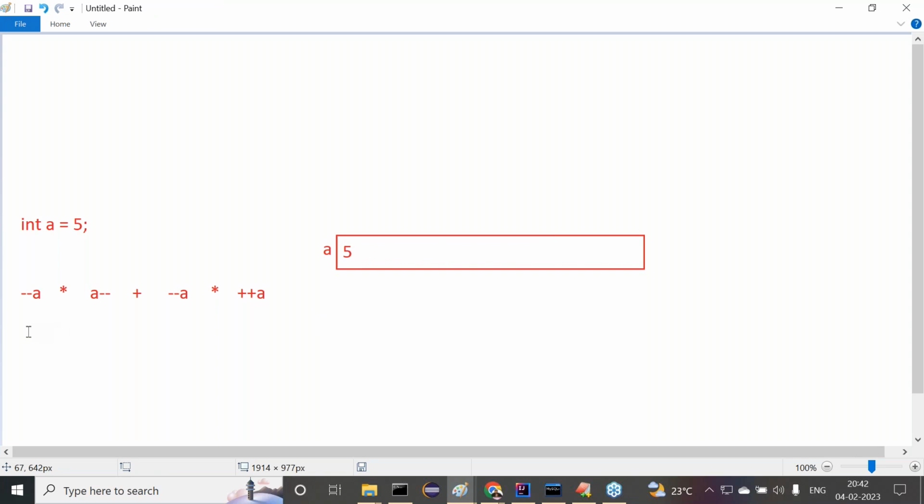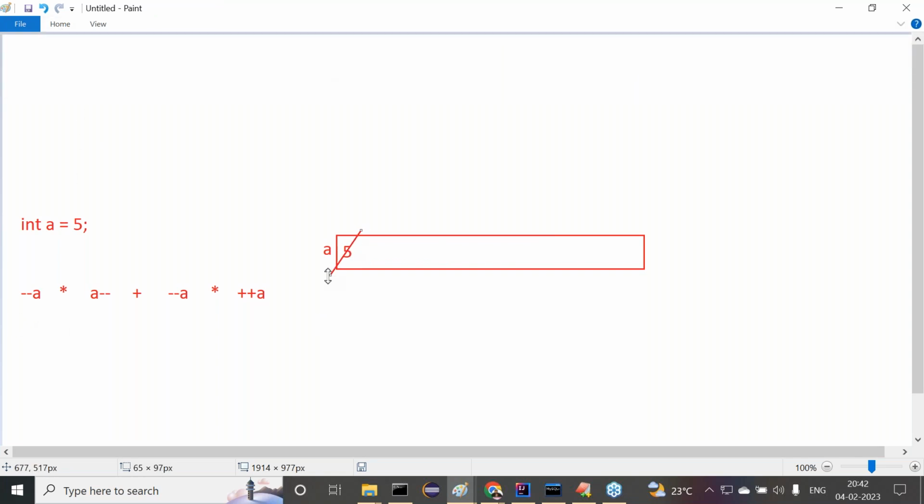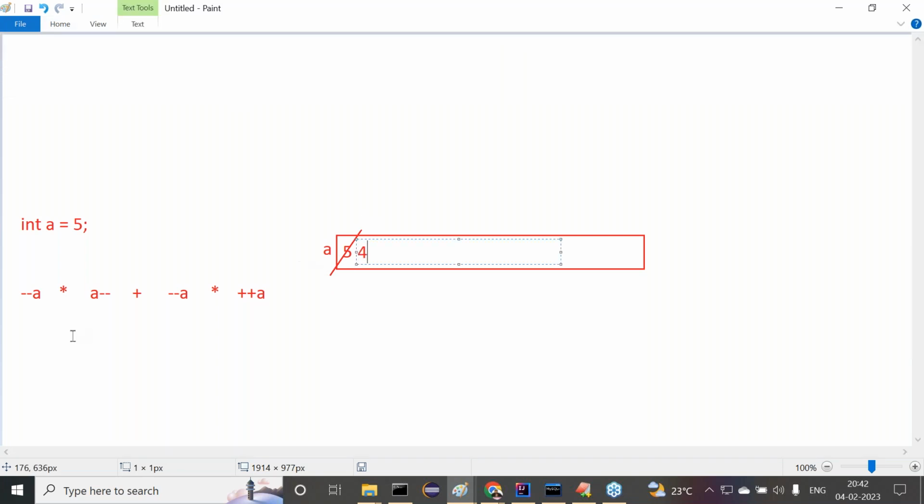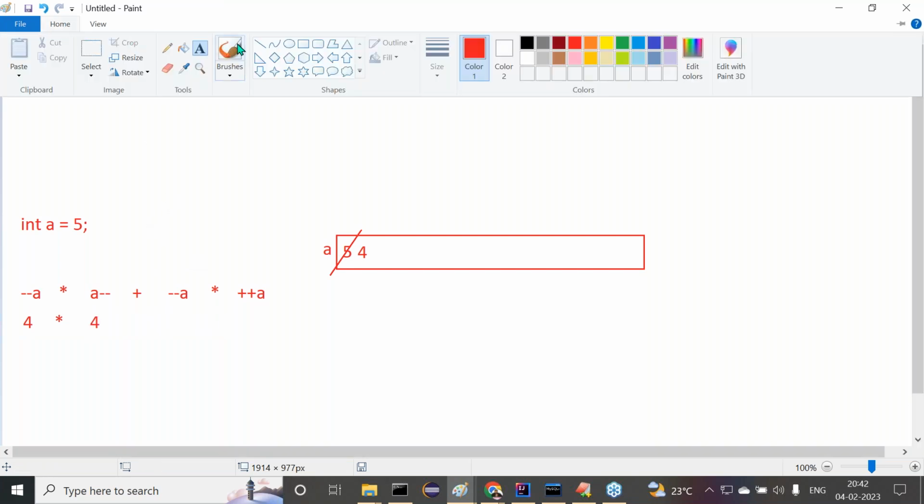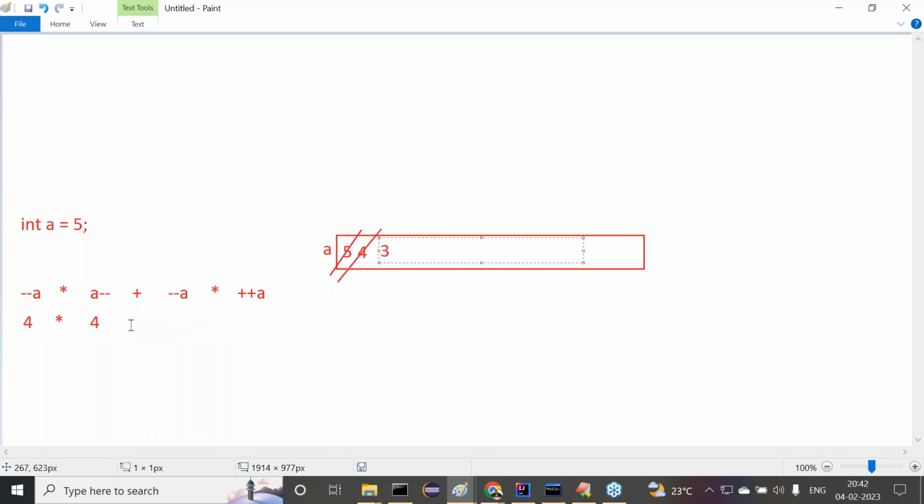Now, first of all, it is a pre-decrement. The a value will be decremented by 1. 5 is decremented by 1. Then in memory, what is the value here? 4. That 4 will participate in the expression. Next one is a star. Now a minus minus, this is a post-decrement. The current a value will participate, but in memory the a value will be decremented by 1. So here we are getting 3.